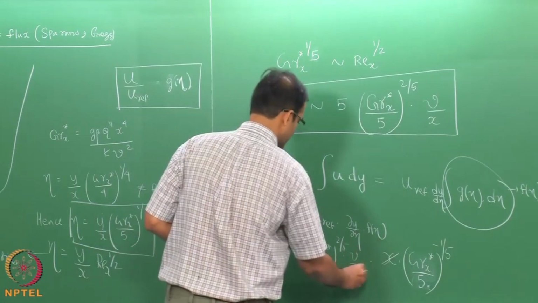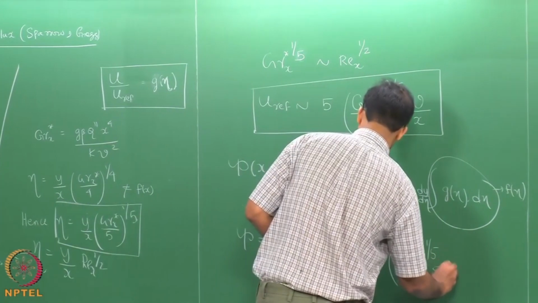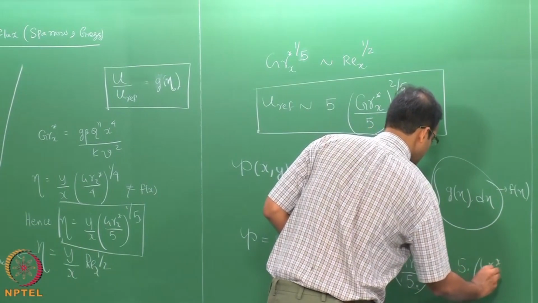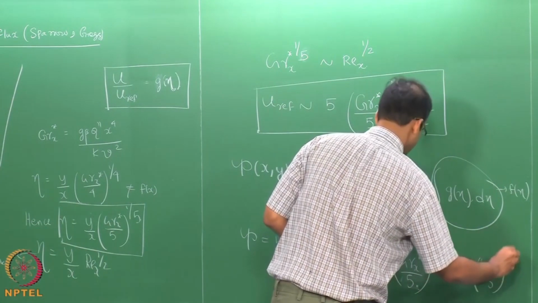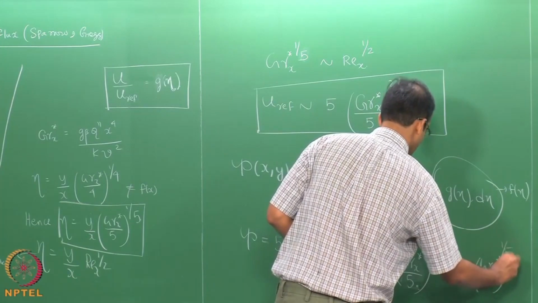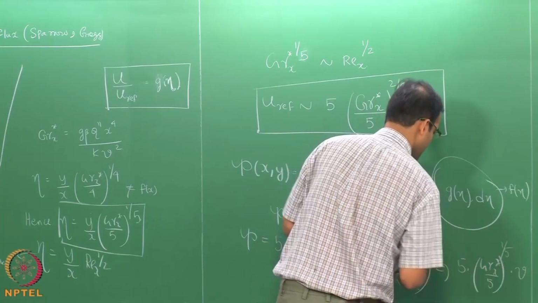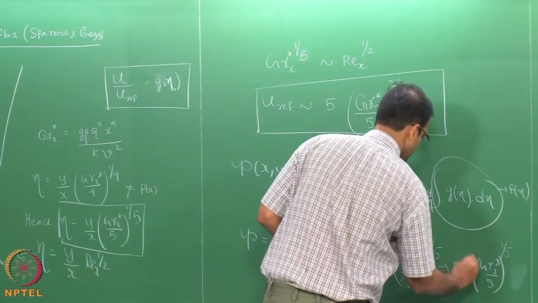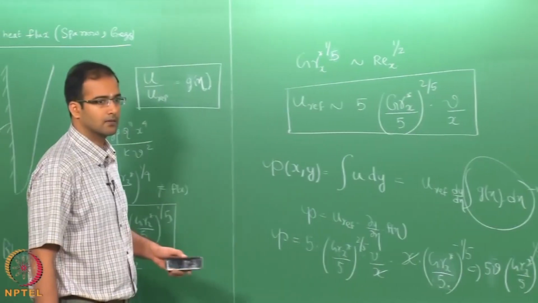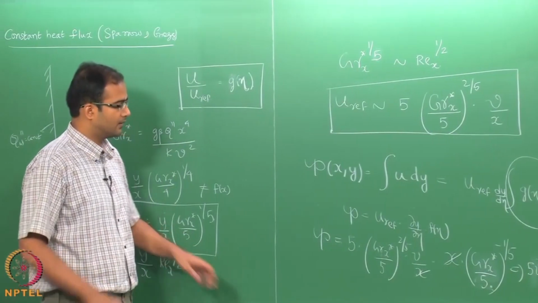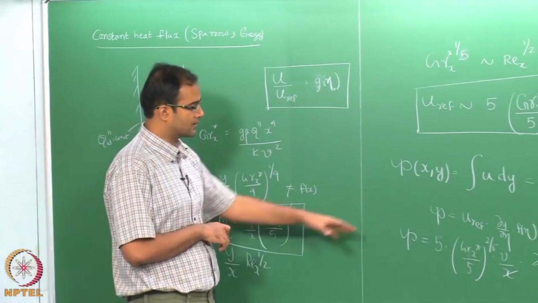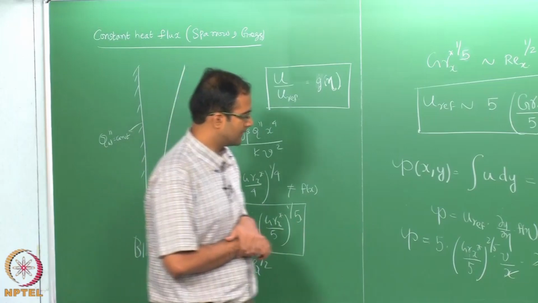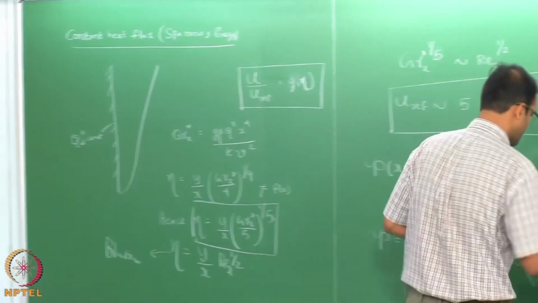So x cancels here, so this gives 5 into modified Grashof number by 5, the whole raised to the power 1 by 5 into nu. I will put this nu here. Okay. So therefore once you find out psi, now we know the transformation, so this should be multiplied by f of eta.